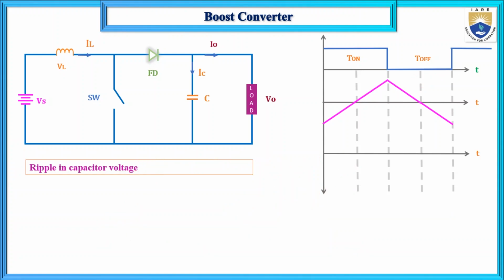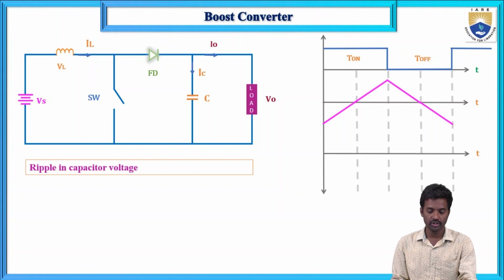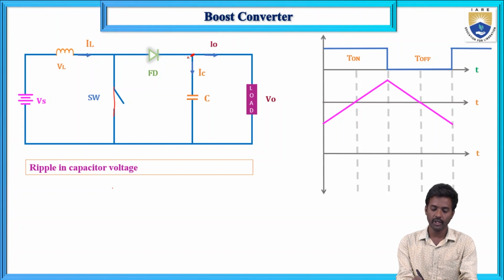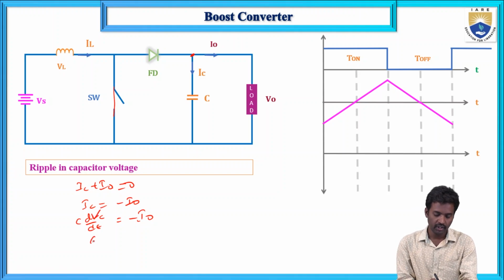And ripple in the capacitor. Ripple in the capacitor means when switch is on. And what about this one here? IC equals minus I naught. If you apply KCL when switch is on, IC plus I naught equals 0. There is no inductor current, so IC equals minus I naught. So capacitor current C dV by dt equals minus I naught. Now here this is VC, so dVC by dt equals minus I naught by C.